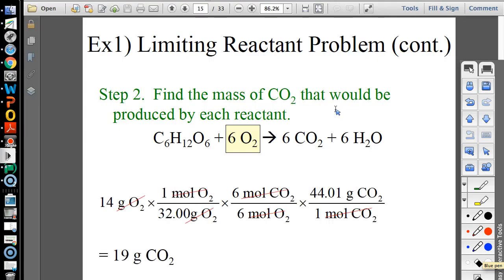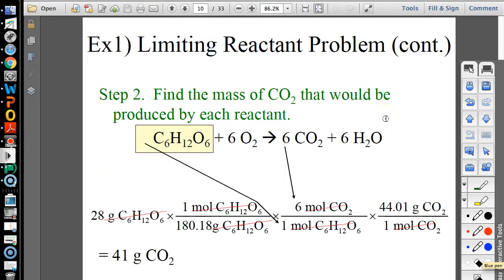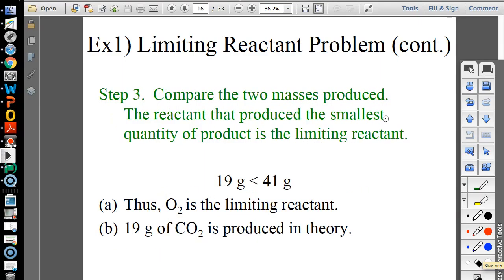Yes, ma'am? Why did you use glucose? Because it told me at the beginning that I have 28 grams of glucose reacting with oxygen. That's a good question. And so if I compare these two, 19 grams is obviously smaller than 41 grams. So oxygen is my limiting reactant. And so I can only make 19 grams of carbon dioxide. I cannot make 41. I don't have enough chocolate or crackers or whatever you like to think.